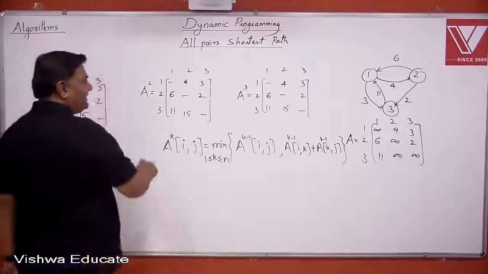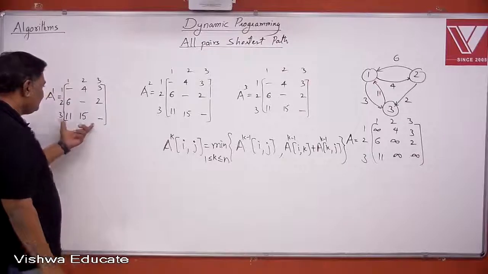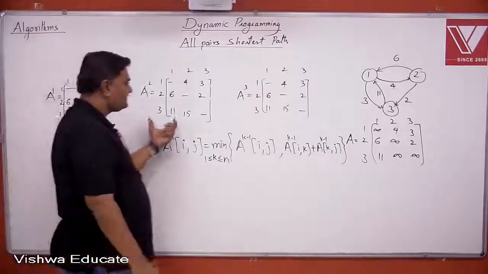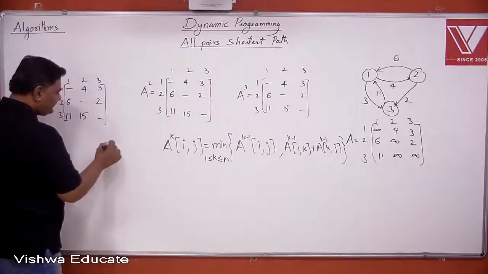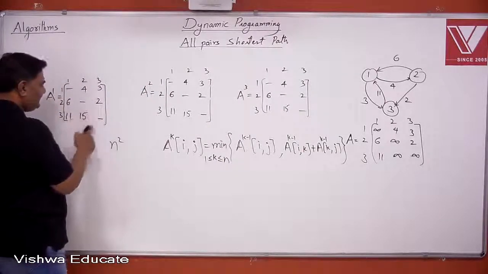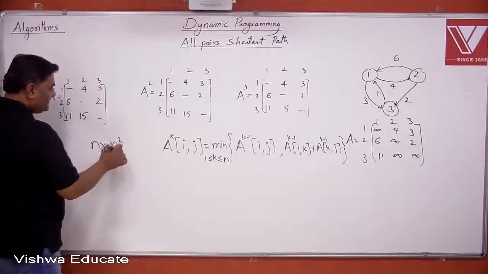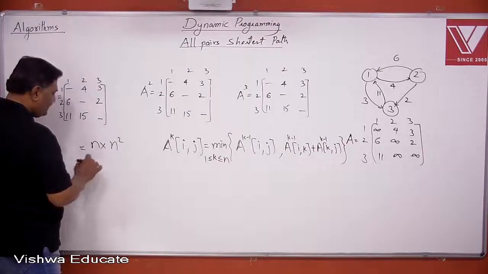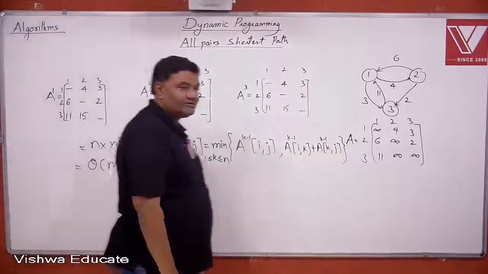So what is the time taken for this one? Time taken for this one is 1 matrix, 2 matrix, 3 matrix. So how much time does a matrix take? Preparation of a matrix takes n square time because n square elements are there, 9 elements. Then how many times is a matrix prepared? n times. So this is theta of n cube only. This is also theta of n cube.